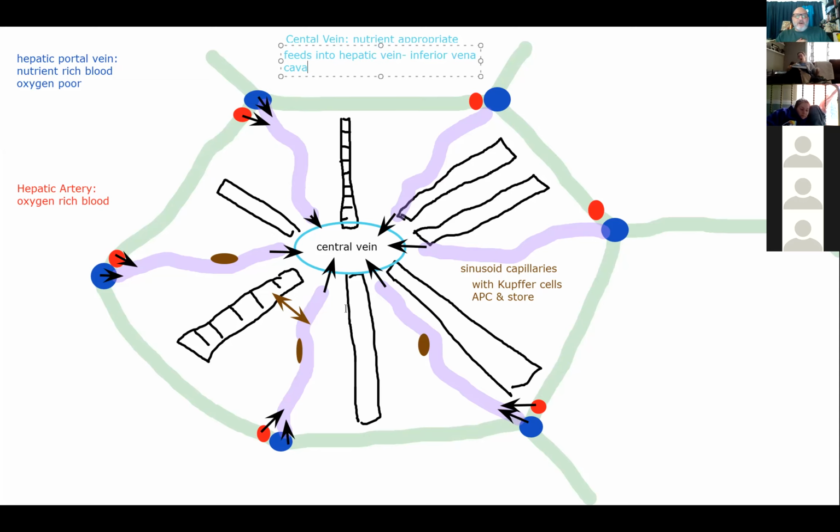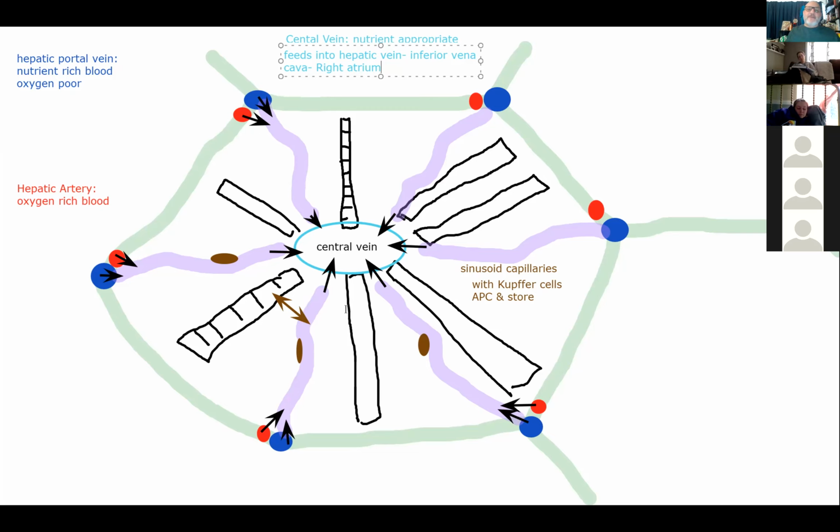Oxygen-rich blood is brought by the hepatic arteries. Nutrient-rich blood is brought by the hepatic portal veins. They mix together in the sinusoid capillaries. Our hepatocytes move nutrients back and forth between the blood and storing them themselves, making the blood nutrient appropriate, depositing it in the central vein, which sends it into the inferior vena cava, which of course sends it into the right atrium. And once that nutrient-rich blood gets to the right atrium, it goes to the lungs to get oxygen, and then out on its merry way to the body.